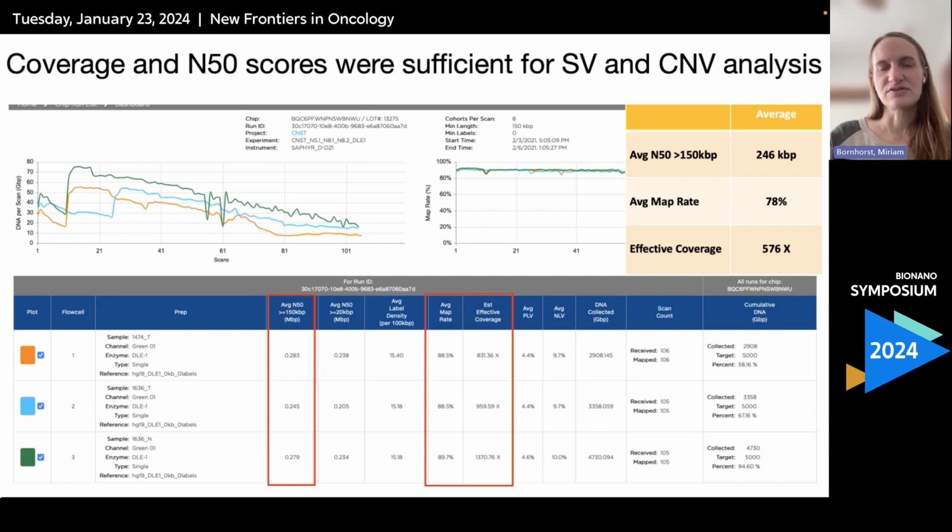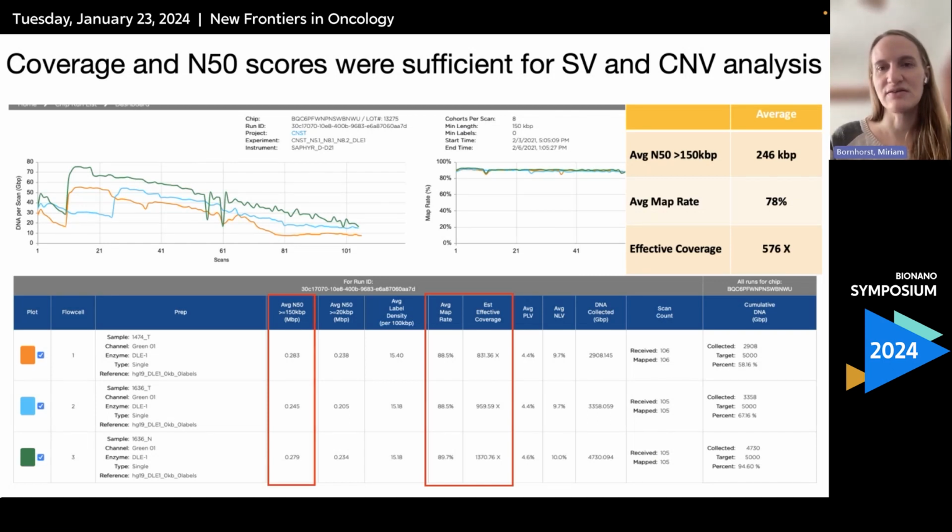This is just showing you a screenshot of an example of what the samples would look like after analysis. And I think what's important here is that the coverage and the N50 scores were sufficient for structural variant and CNV analysis for a majority of the samples that I analyzed. There were only a few low-grade gliomas that failed analysis, which is really exciting because most of these tumors are amenable to optical genome mapping.